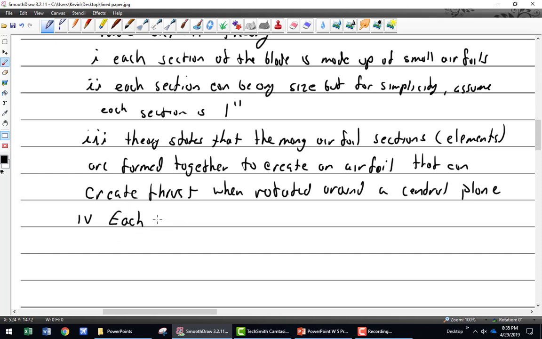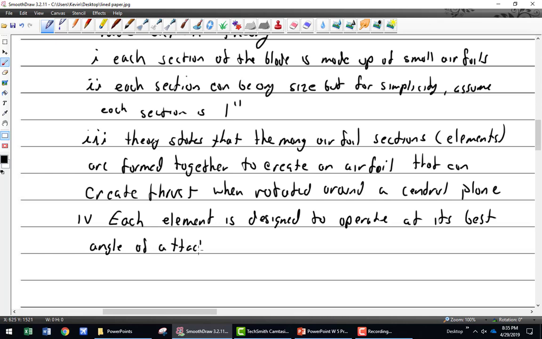All right, so this point is somewhat important. Each element is designed to operate at its best angle of attack, since each section or element moves at a different speed.